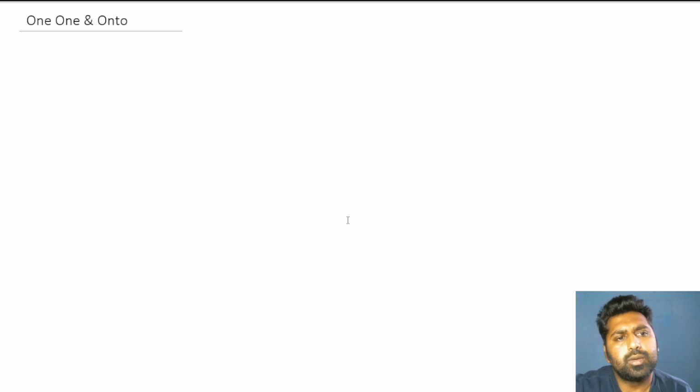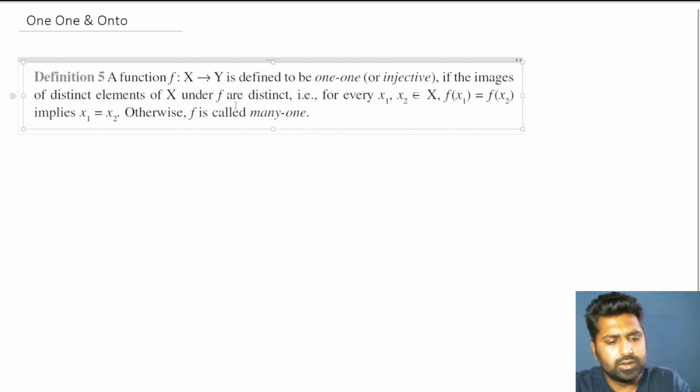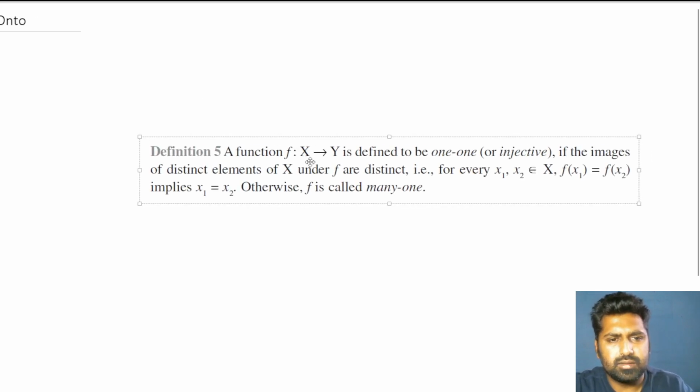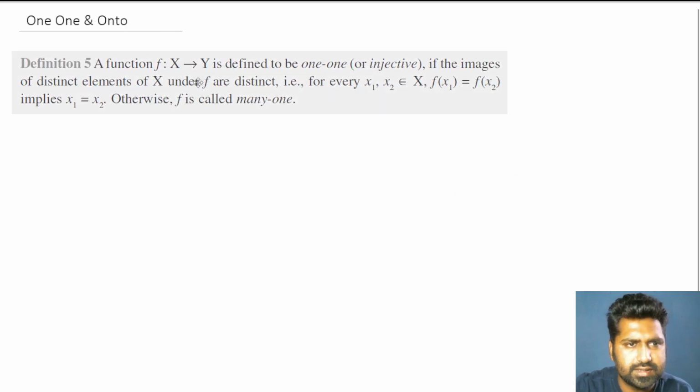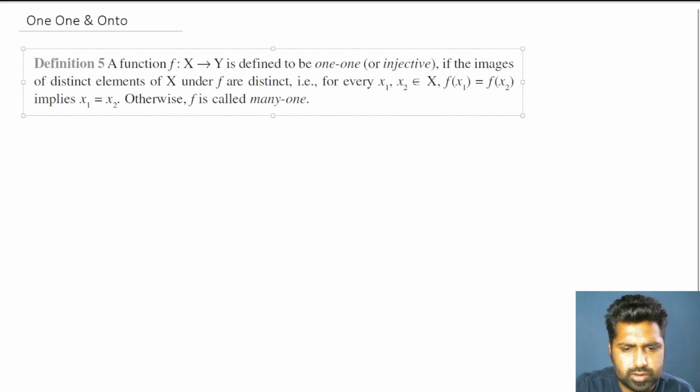In this lecture we are going to discuss one-one and onto functions. So let's go through the definition first. The definition, although in the form of language it might feel slightly complicated, if you understand it from a diagram, I think that will be far simpler for judging whether something is one-one or onto or not.